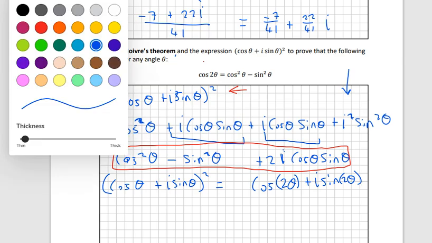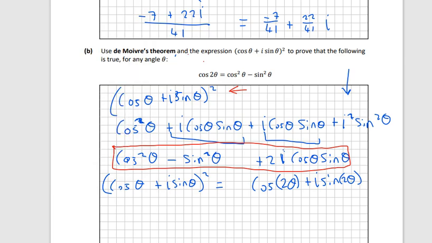So I'm going to put that into a red box as well. And then the two things in the red boxes are both that thing written in two different ways. So the two things in the red boxes there have to be the same thing.